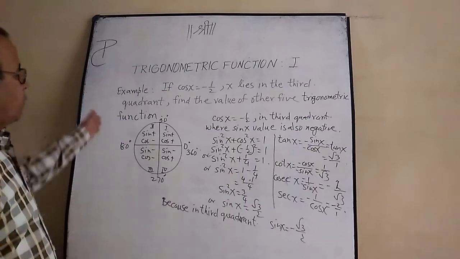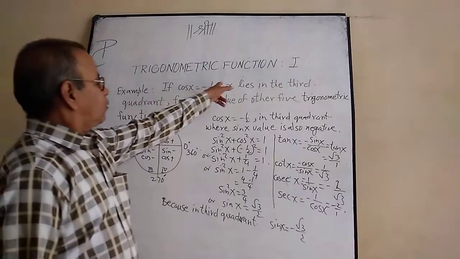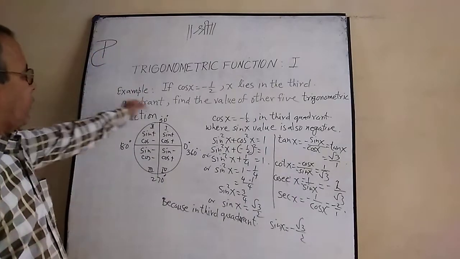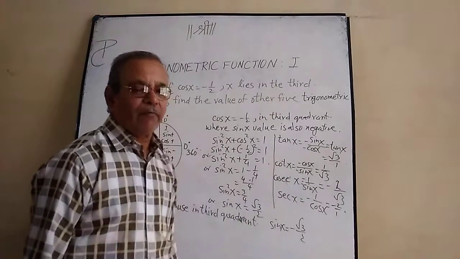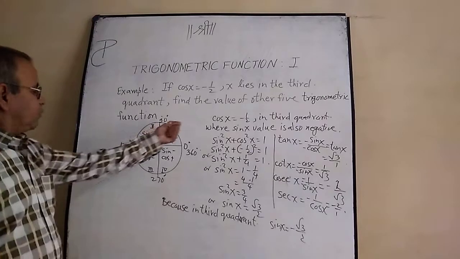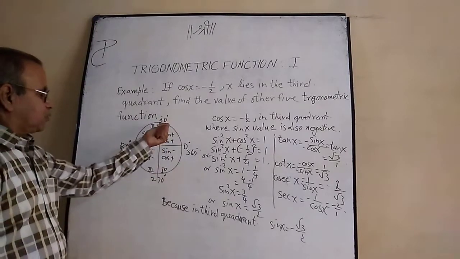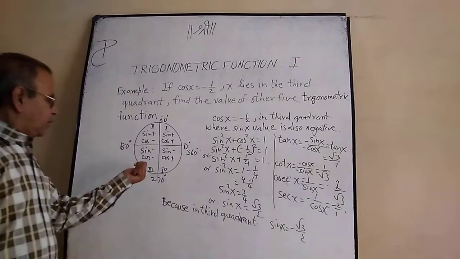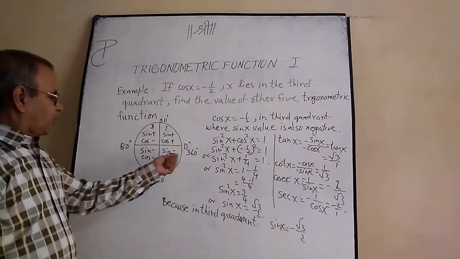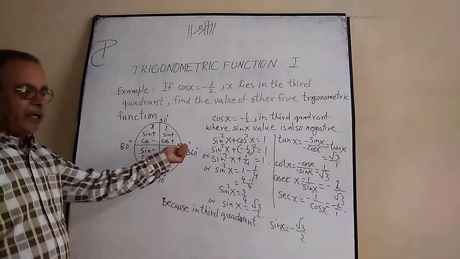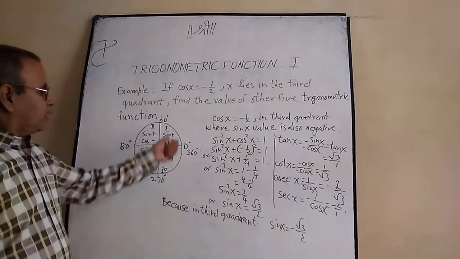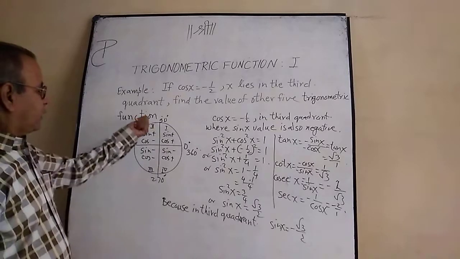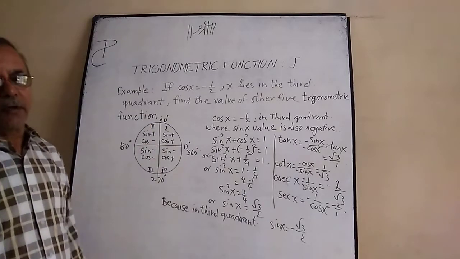Here in the example, if cos x is equal to minus 1 by 2, then x lies in the third quadrant. Find the values of the other 5 trigonometric functions. Here, in this circular function, these are quadrants 1, 2. In the third quadrant, sine and cos both are negative. In the fourth quadrant, sine is negative and cos is positive. In the first quadrant, sine and cos both are positive, and in the second, sine is positive and cos is negative.